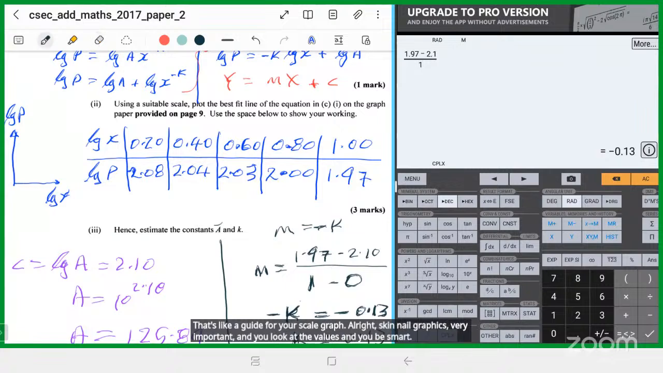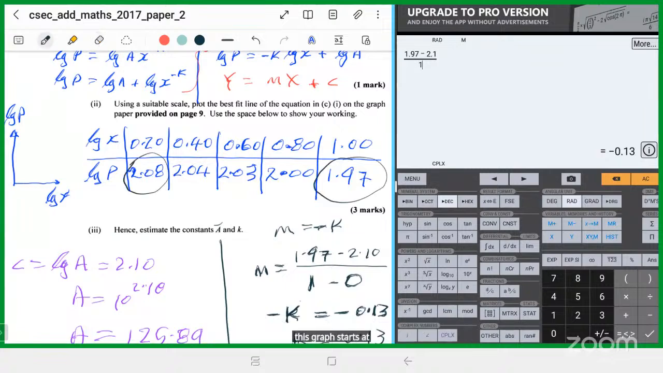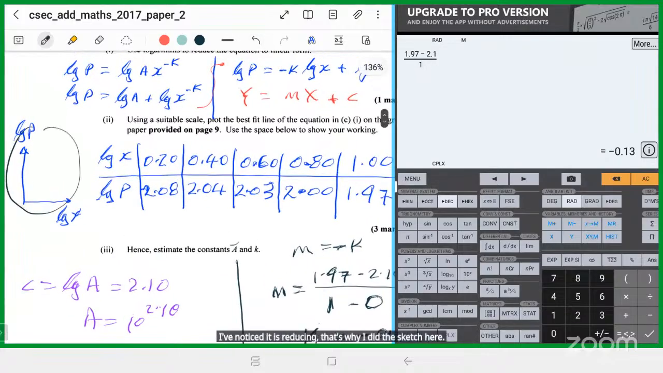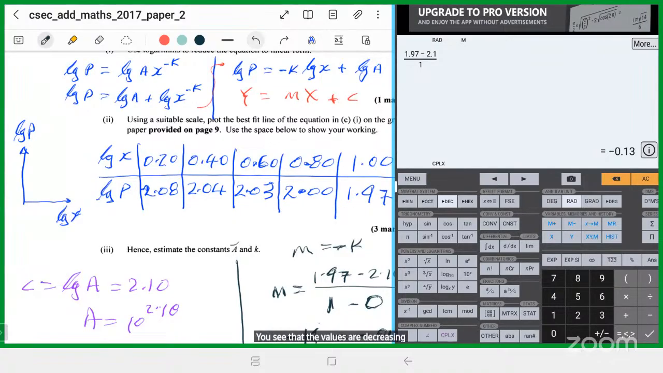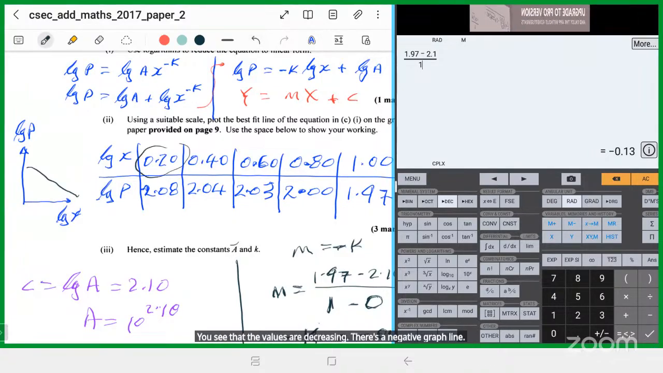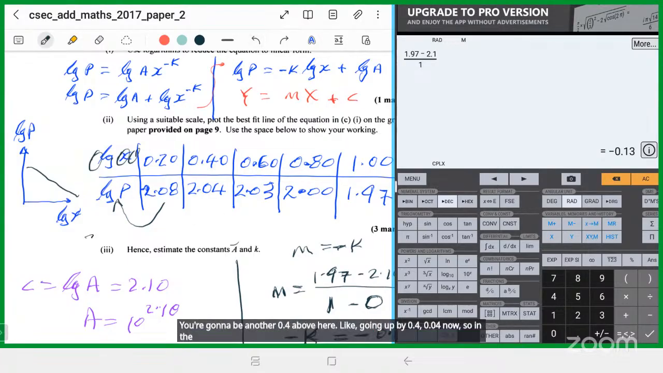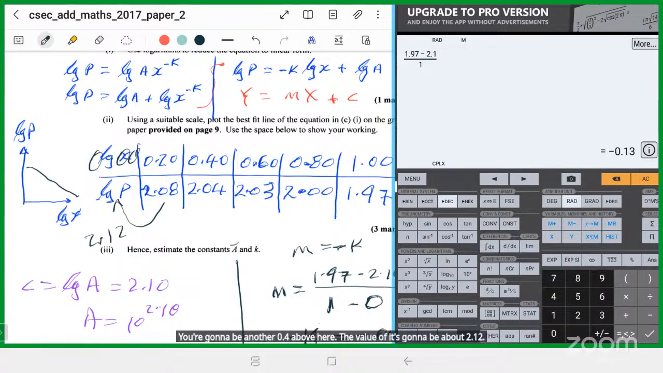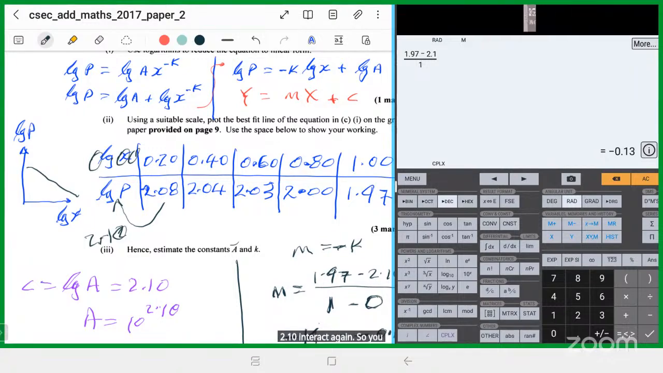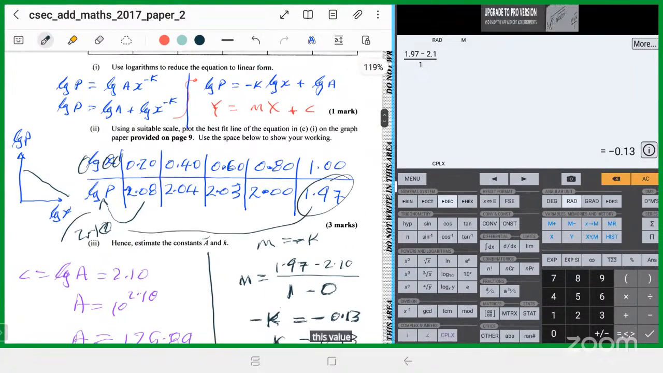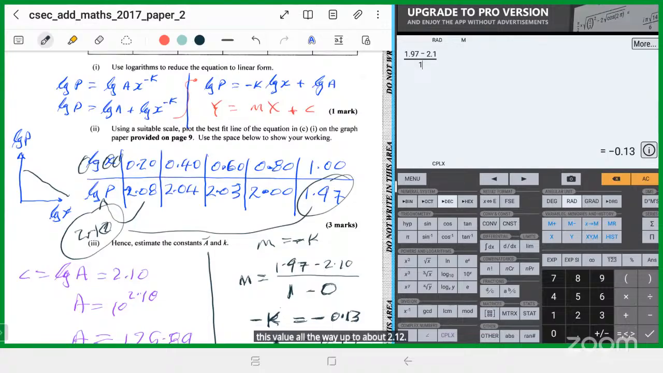This graph starts at 0.97 and goes up to 2.08. If you notice, it is reducing. That's why I did the sketch here. You see that the values are decreasing, so it's a negative graph line. This is 0.2. So you know that at 0, you're going to be another 0.04 above here. So the value above is going to be about 2.12 or 2.10 when it reaches the y-axis again. So you need a graph to go from this value all the way up to about 2.12. I would say 2.12.